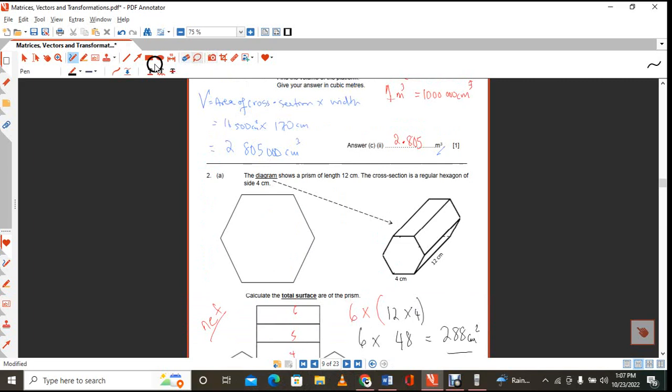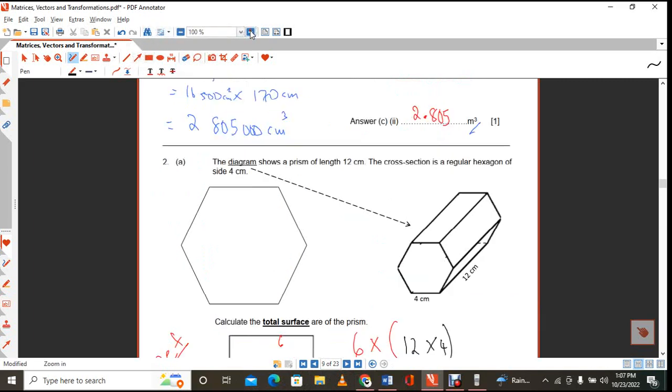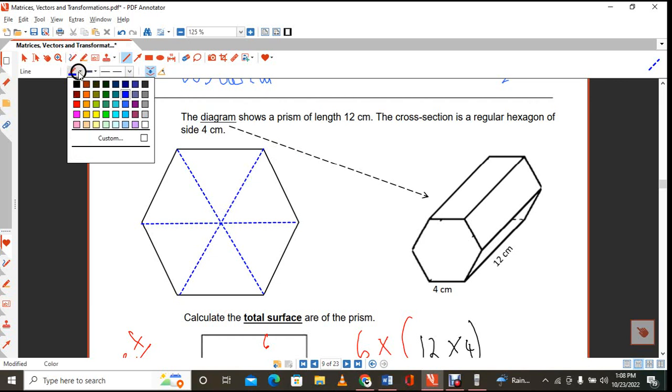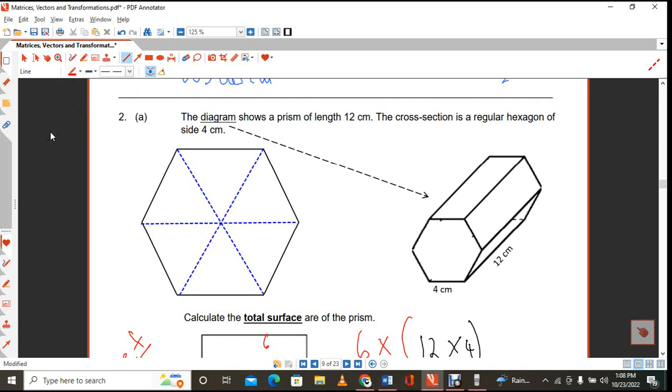If I'm going too fast, please remember you can always pause. So I'm going to take the cross section here. I'm going to draw a diagonal, a line from there to there, and do the same from here to there, and from here to there. So what I'm now realizing is that I have 6 identical triangles. And remember this distance here is 4, that is 4, and so on. So all these distances are the same.